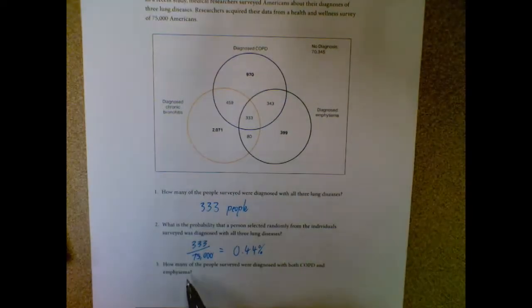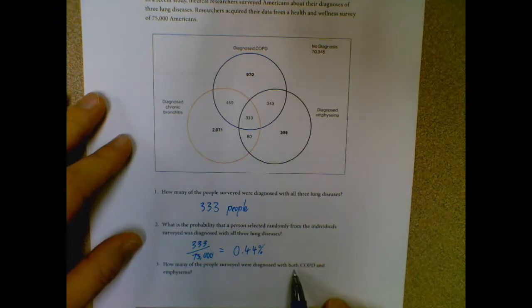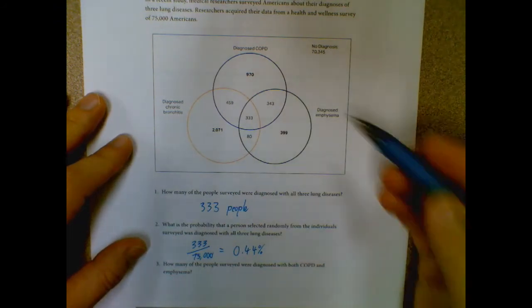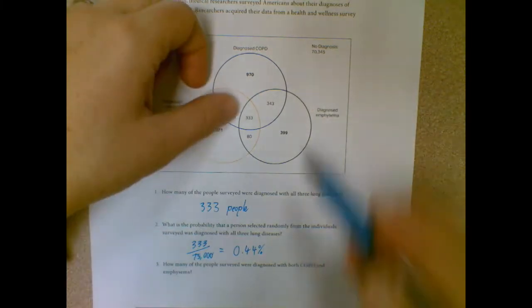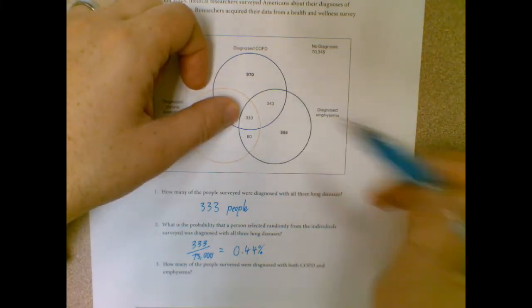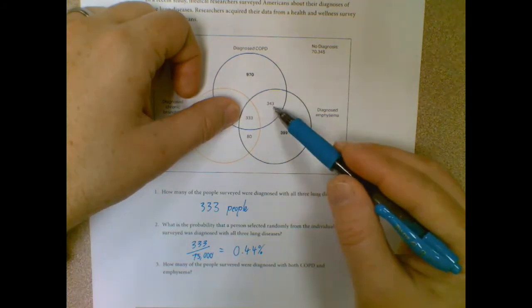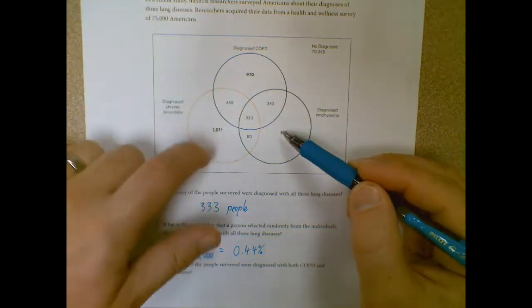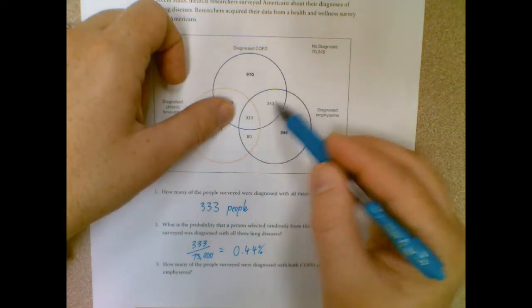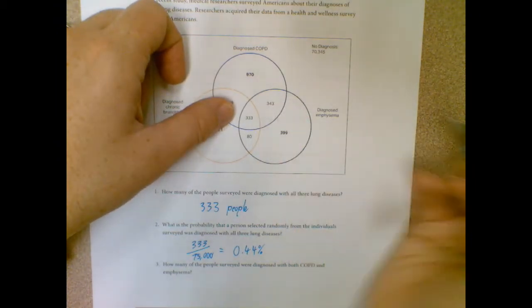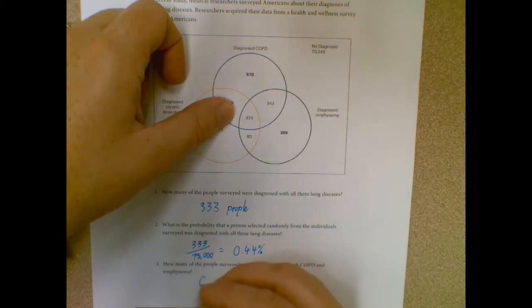All right. How many of the people surveyed were diagnosed with both COPD and emphysema? So we look for where our blue and green ones overlap. So be careful that you don't just say 343, right? That's how many were diagnosed with these two, but not bronchitis. They just said how many were diagnosed with both, so we need both of these two numbers. So we end up with 676.